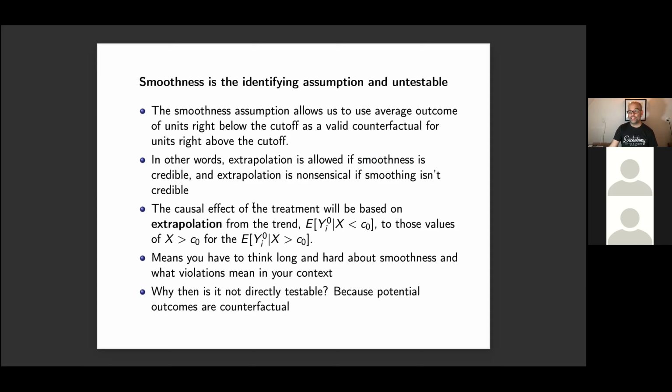All right, but you still have to know the functional form of the underlying potential outcomes as a function of SAT scores or whatever. The causal effect of the treatment will be based on extrapolation. That means you have to think long and hard about smoothness and what violations mean in your context. It's not directly testable because it's based on potential outcomes, because those are counterfactuals.